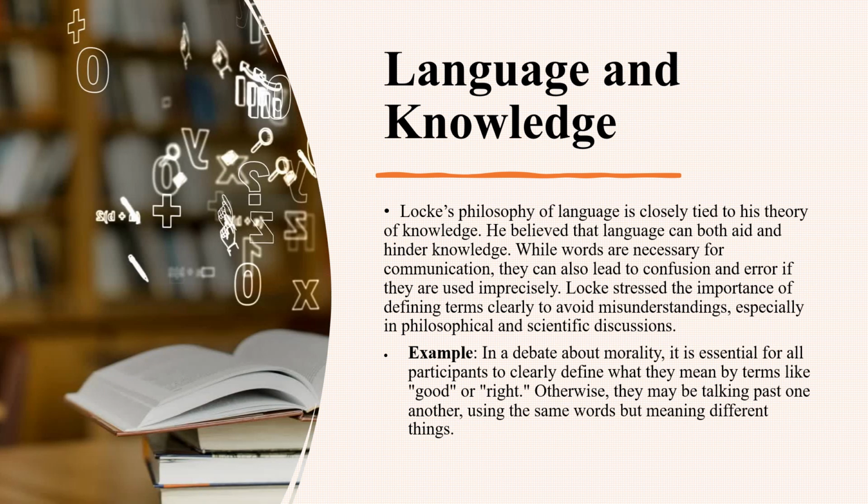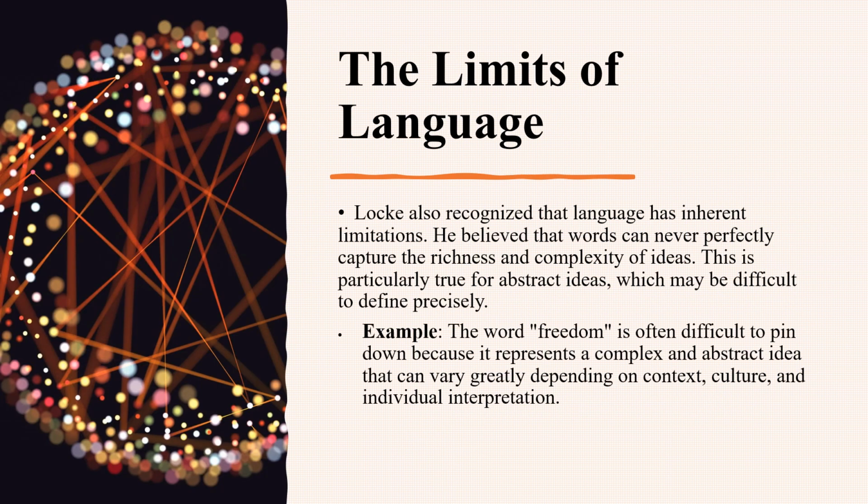Then comes the knowledge of the human being that depends on words. Language is closely tied to the theory of knowledge. Locke believed that language can both aid and hinder knowledge. While words are necessary for communication, they can also lead to confusion and error if they are used imprecisely. Locke stressed the importance of defining terms clearly to avoid misunderstanding, especially in philosophical and scientific discussions. Because of all this, language has limitations, and these limitations can cause a lot of problems for us. The complexity of ideas and things is possible, and as a result, abstract ideas are to be explained, the difficult things to be clarified.